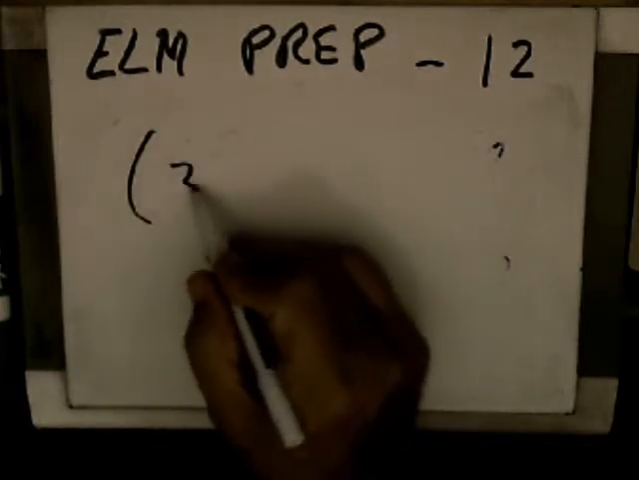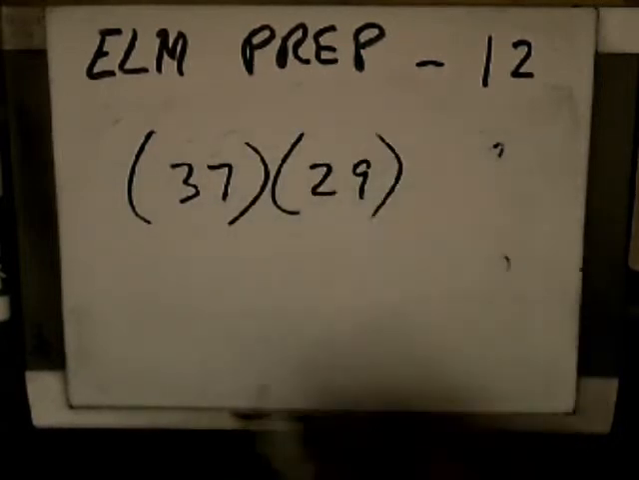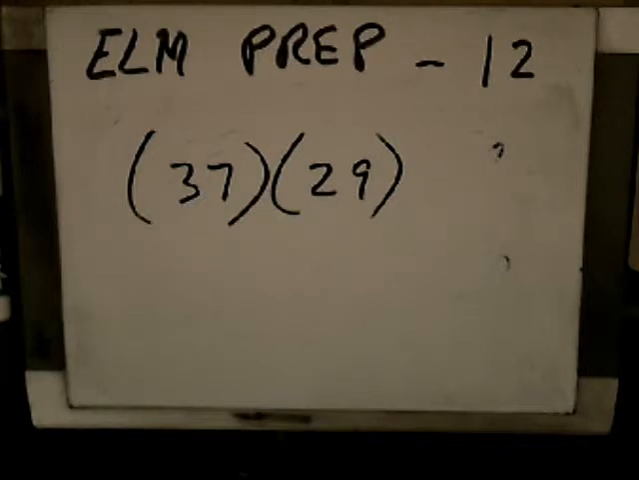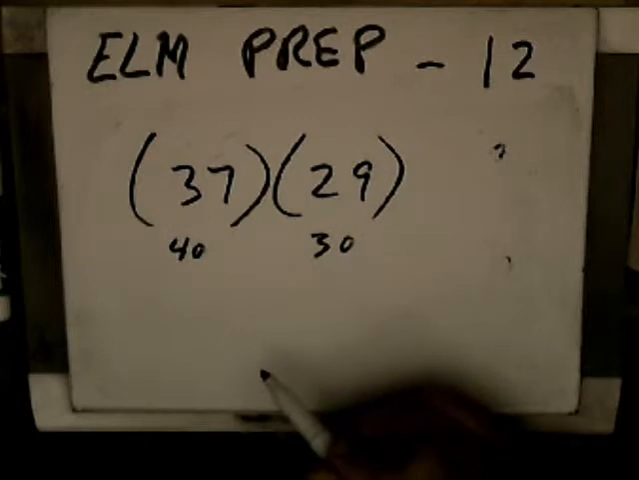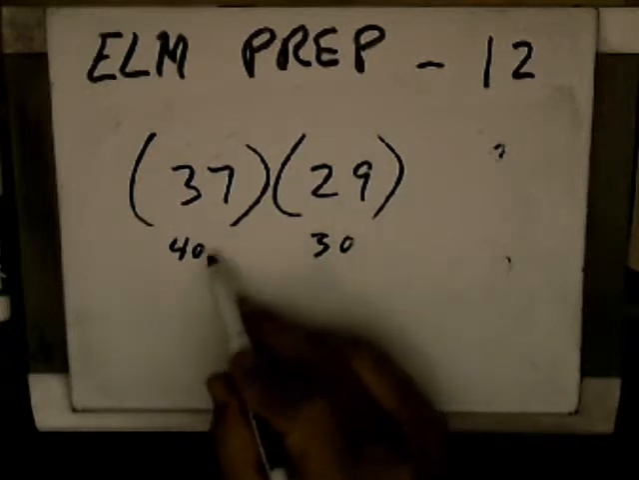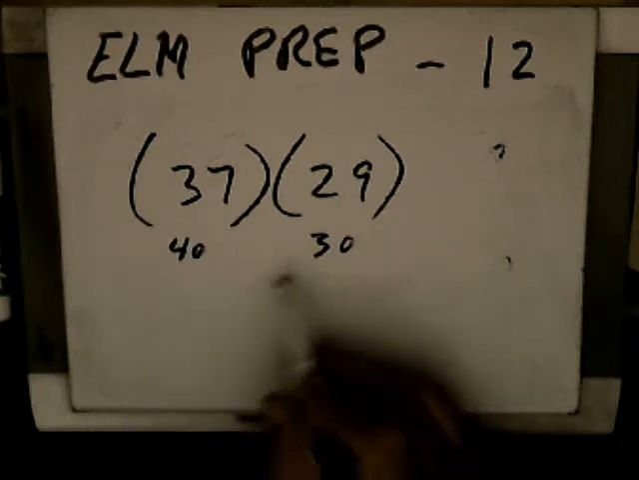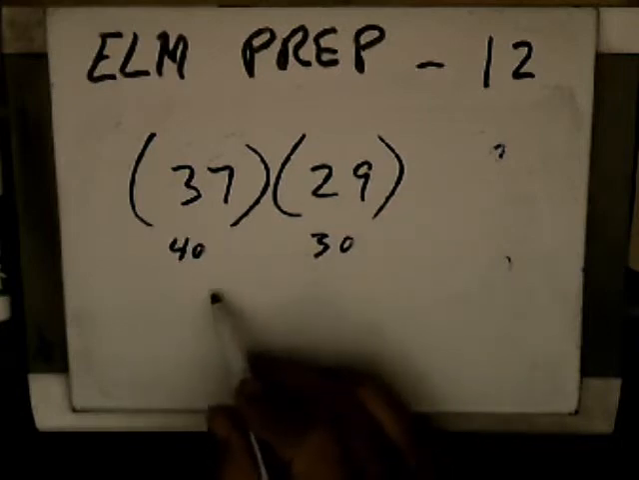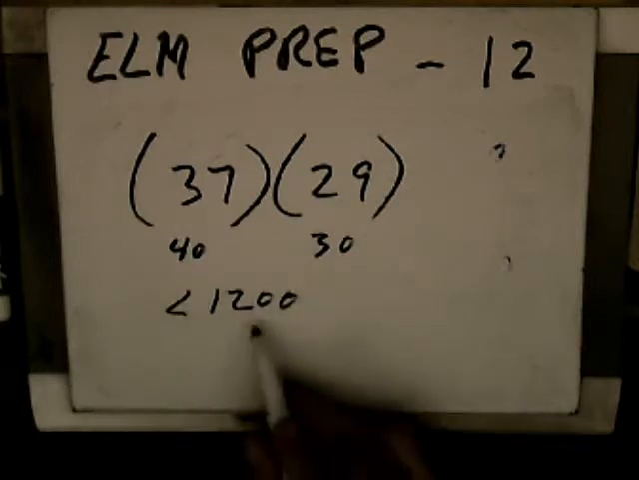Let's do this. 37 times 29. Well, this is almost 40, and this is almost 30. This is below 40 and below 30. So I could just do an estimate of 40 times 30, or 4 times 3 is 12 with 2 zeros. So it's going to be less than 1200.